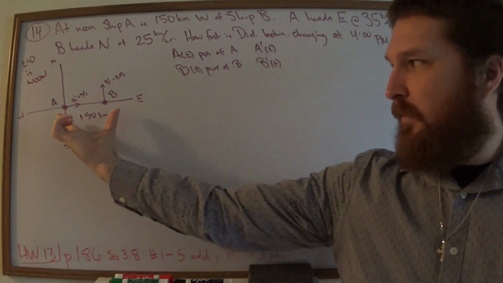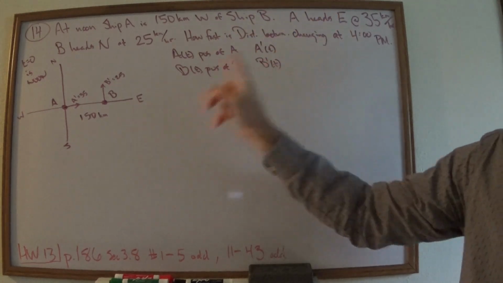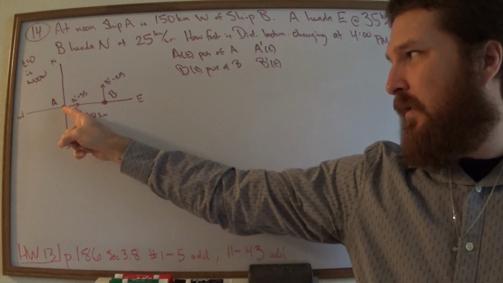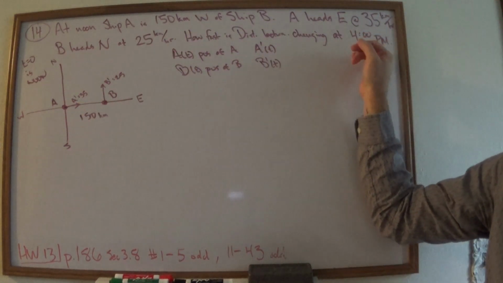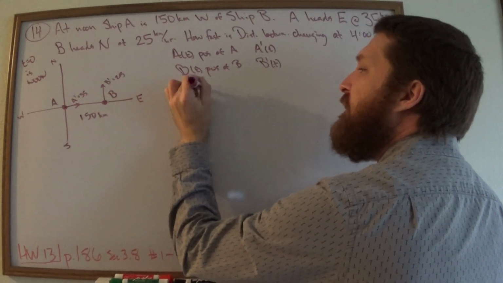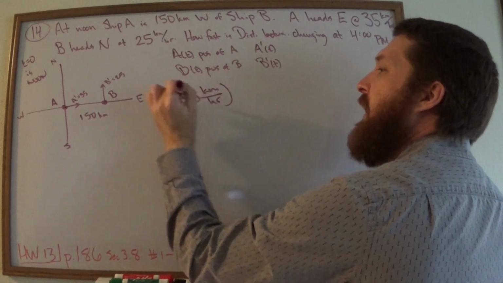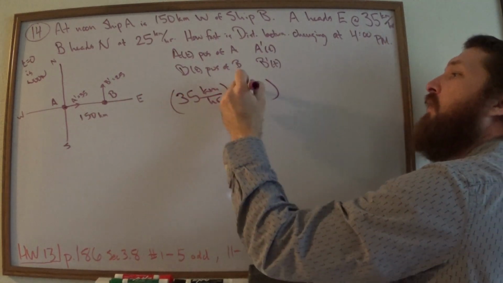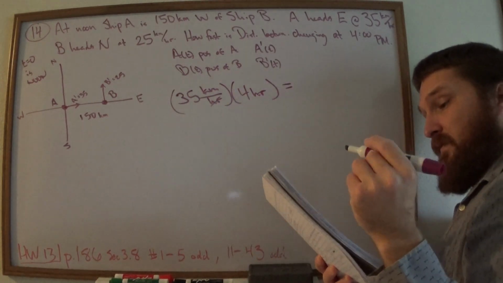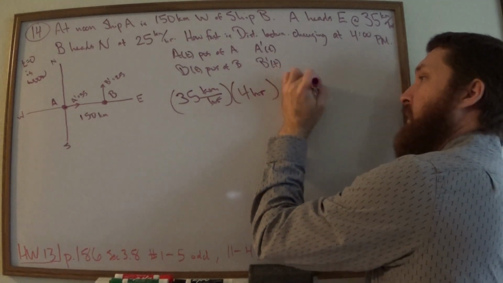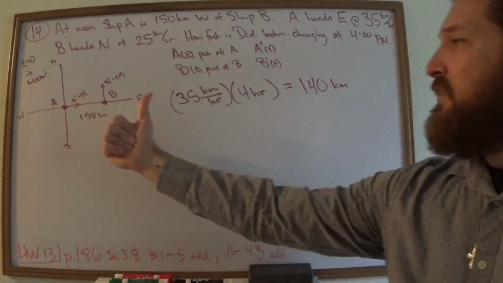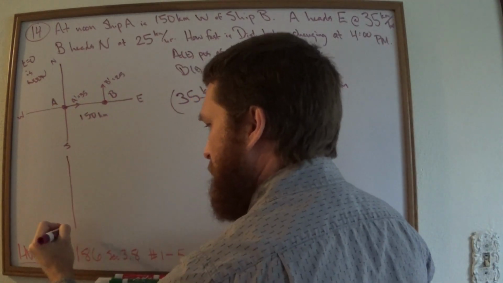This is not the picture we want, because at the time that this is happening, they're not 150 away from each other. So where is this one after however many hours? 35 times 4. We know it's going 35 kilometers per hour. How many hours have elapsed? 4 hours have elapsed. The hours are going to cancel, and we get 35 times 4 is 140 kilometers this way. So here's my second picture.